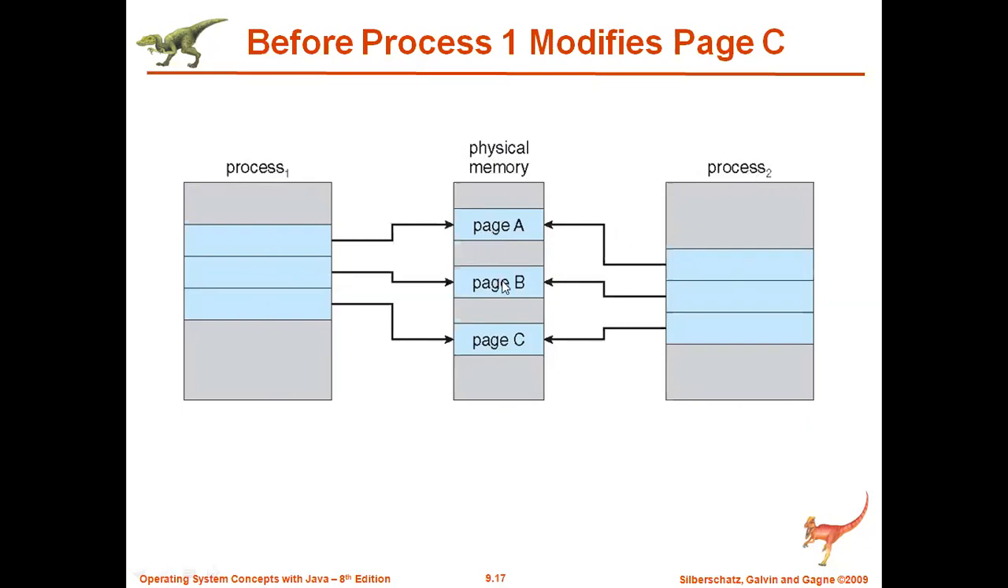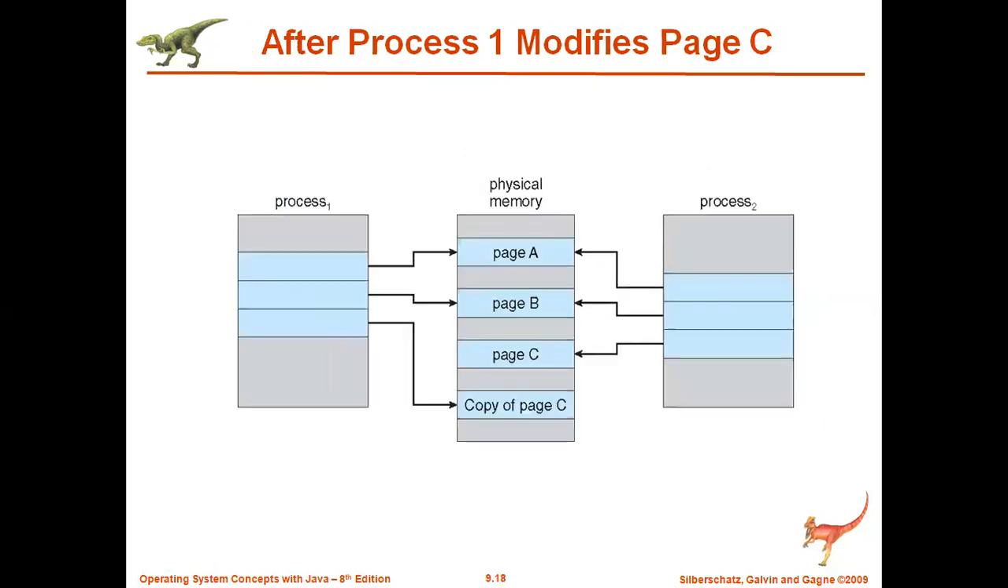Now assume that process 1 is accessing page A, process 2 is also accessing page A. Process 1 is accessing page B, process 2 is also accessing it. Process 1 accesses C, process 2 also accesses C. It is allowed as long as they are parent and child, and they are not editing page A, page B, or page C. They are just using it. They are not editing anything. Now assume that process 1 is going to modify the content of page C.